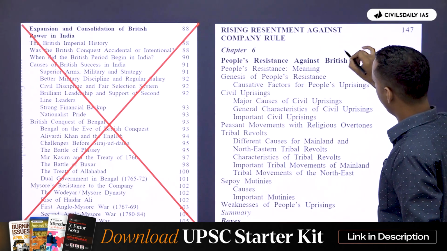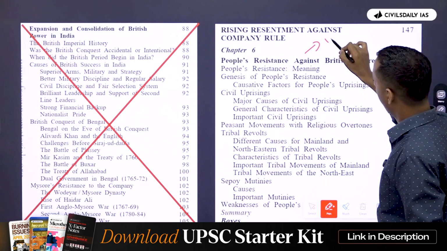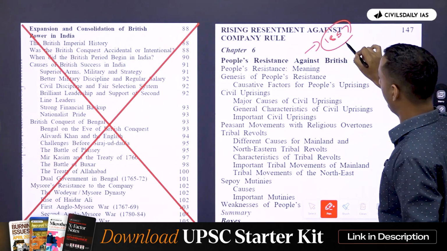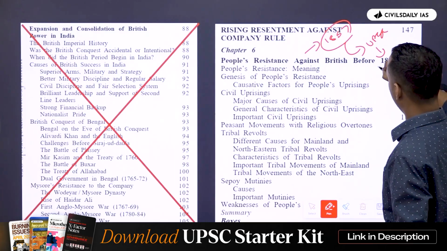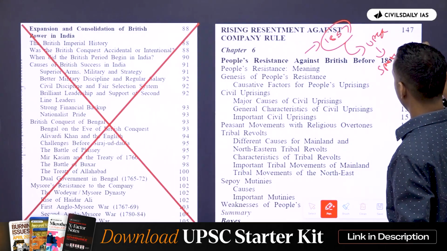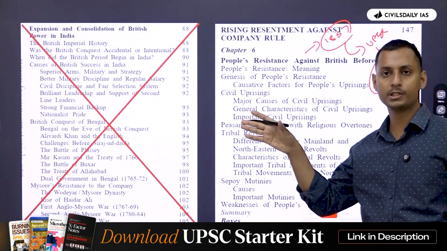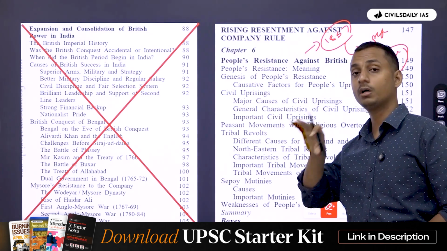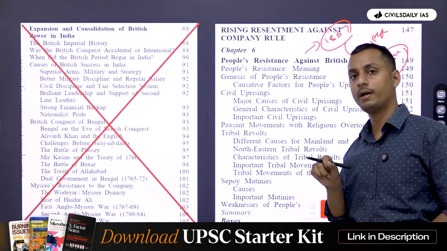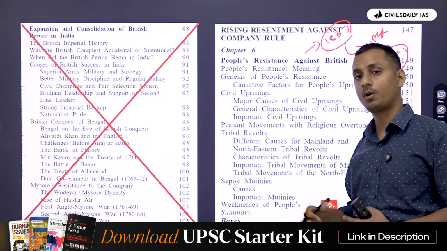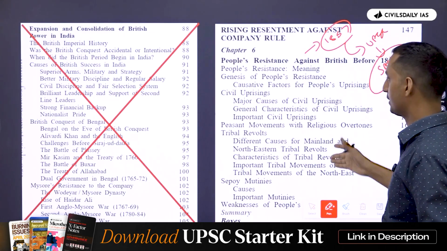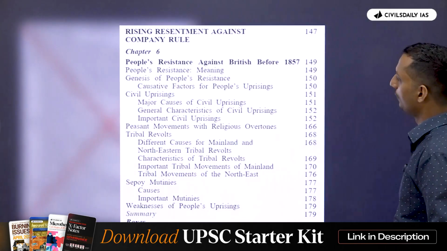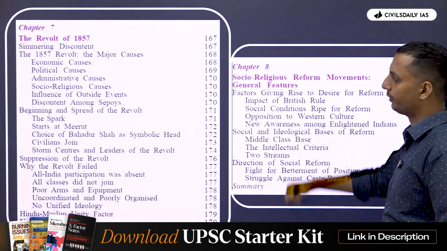After the 1857 revolt is where UPSC starts asking questions from Spectrum, so you have to read Spectrum. Before that, you just need to read chapter 3, which deals with the settlements. But after 1857, or even before 1857, the causes of the 1857 revolt, this is where you have to focus more on Spectrum. So this you have to focus on.